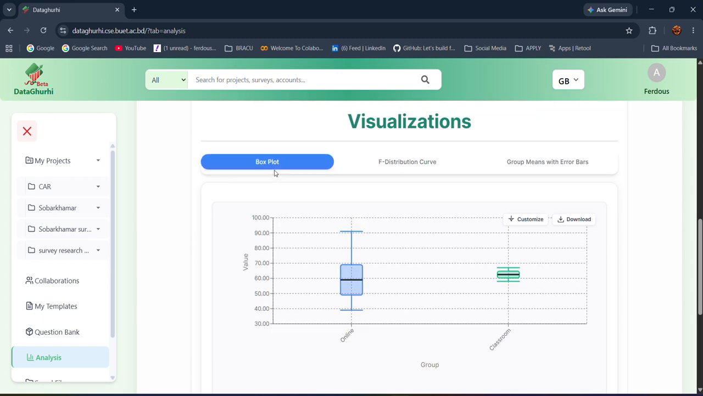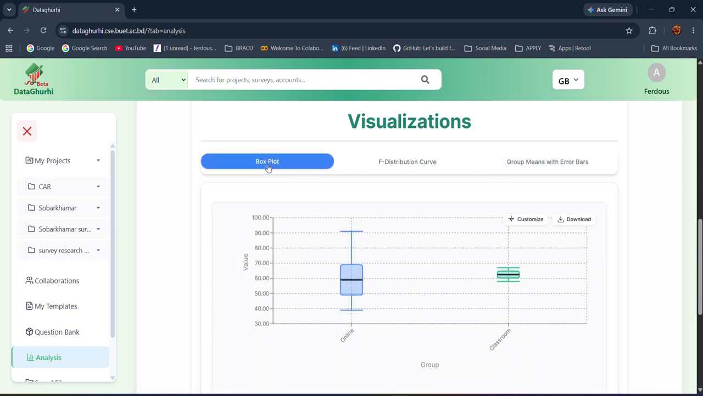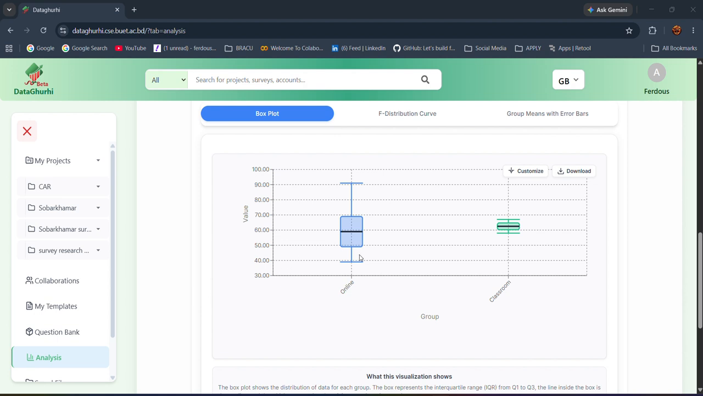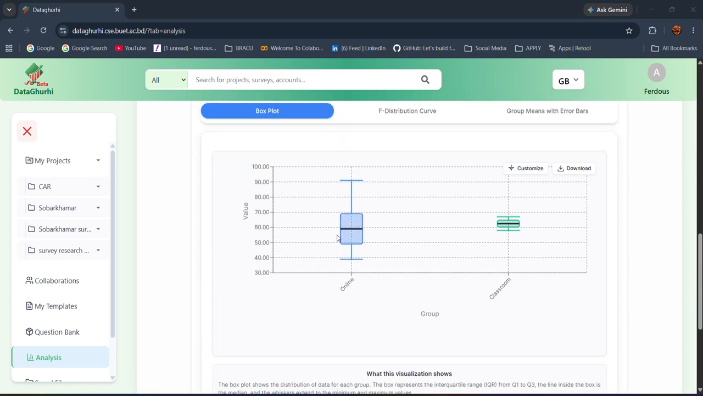And below, the F-test results are shown in 3 different visualizations. The box plot shows each of the group's interquartile range, the maximum, minimum, and the median. It shows that online group is much wider than the classroom group.